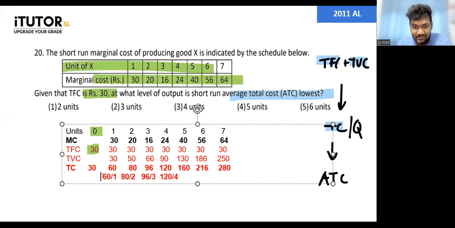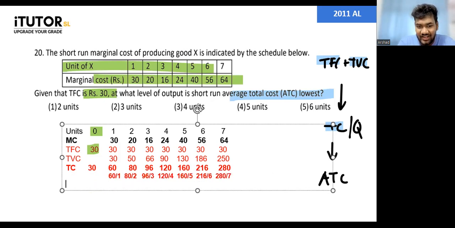I'm running out of space now. Okay, here 160 divided by 5. Here 216 divided by 6. 280 divided by 7. That is how I find my average cost. I'll reduce the font size a little so that I have space. Okay, so when you do this calculation, you get your average total cost.